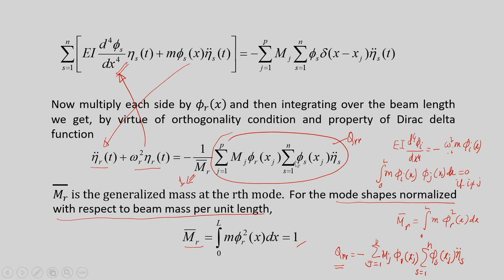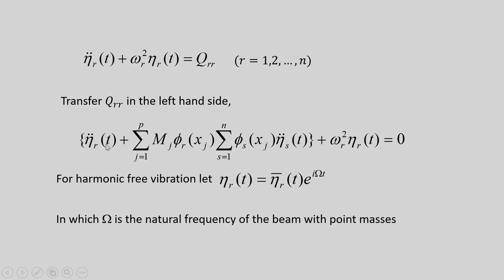After transferring this q r r to the right hand side, we get an equation: eta r double dot t plus the summation j equal to 1 to p of m j phi r x j, summation s equal to 1 to n of phi s x j eta s double dot t. This is with acceleration, then with displacement, omega r square eta r t. Now remember that while getting this expression, we use the mode shape function for the beam which does not carry any concentrated mass. So the displacement of the beam was given by the summation of mode shapes of the beam without concentrated mass multiplied by the generalized coordinate of the beam where there was no mass present.